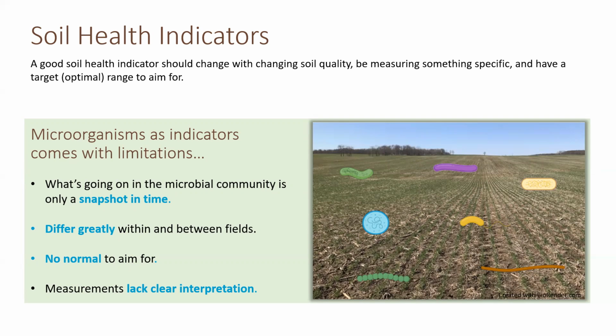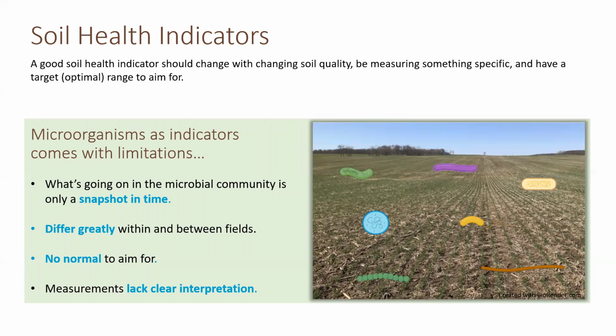These basic properties of soil indicators become challenging when looking at the soil microbial community. There are a lot of limitations that we need to be aware of when we're using microbial properties as a way to measure what's going on in the soil. The first one is that any soil sample you take is a snapshot in time. These communities change a lot through different weather conditions, whether or not a fertilizer or organic amendment was just applied, which crop was in the ground, and more.